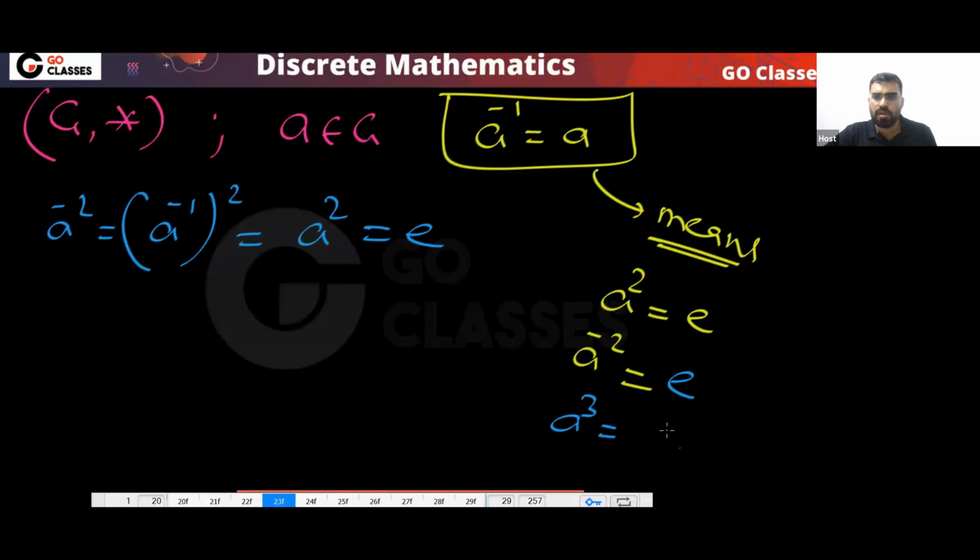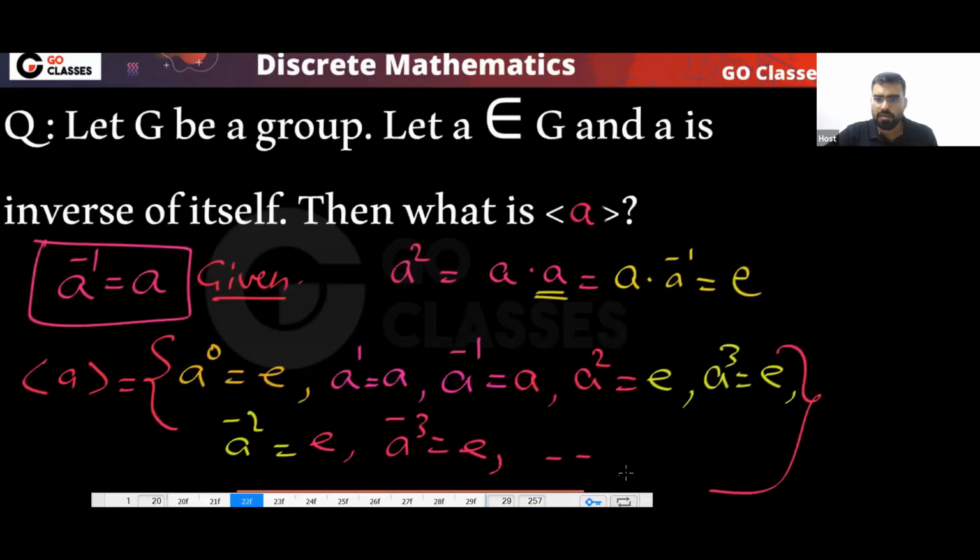A cube will be A, right? Sorry for that. A cube will be A.